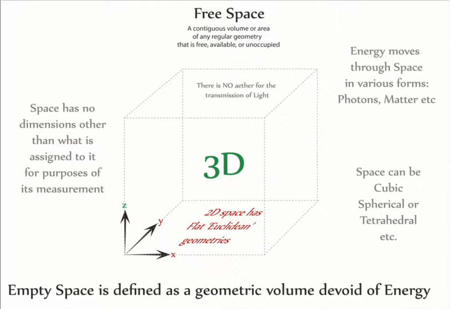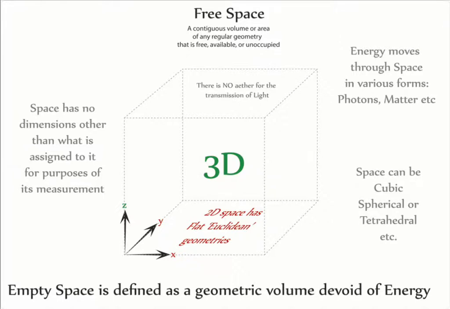In Tetrionics, we define free space or empty space as a region defined usually by a measurement of time. We can make this measurement in a number of ways. It can be a spherical measurement, it can be a planar measurement, or it can be a Cartesian measurement, a cubic measurement.